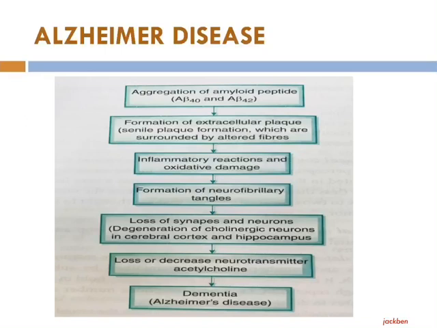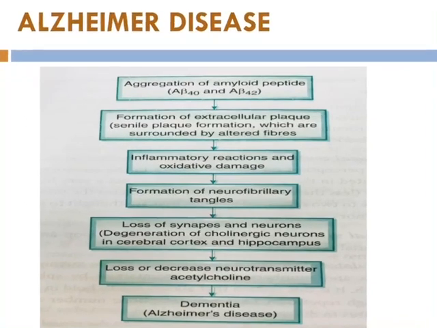If we look at this flow chart, this is just a very brief aspect of the Alzheimer disease: the aggregation of a certain peptide is happening, and this aggregation of the certain peptide will form the extracellular plaque.